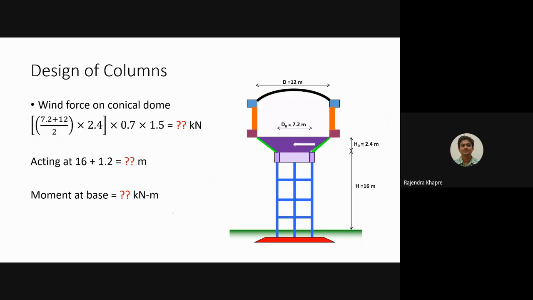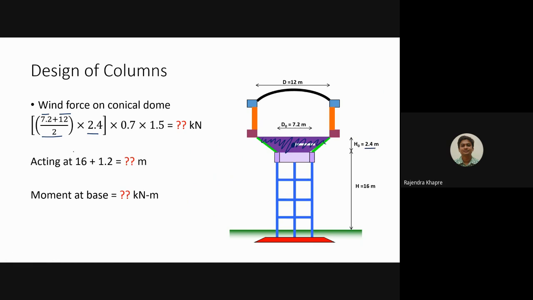So let us go for the second one. We are now calculating the forces on the conical dome, which is shown in the purple color. At the center the force will be acting. This is basically a trapezoidal shape. The larger diameter is 12 and the smaller diameter is 7.2. I'm taking the average of that multiplied by the height, so the height is 2.4 meters.